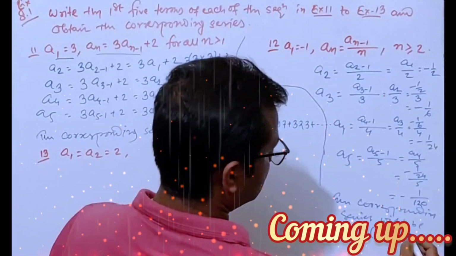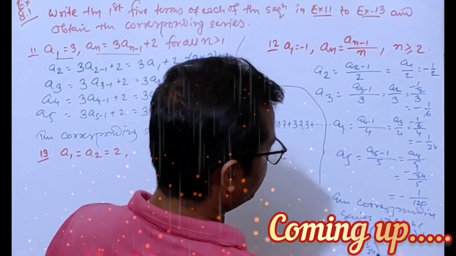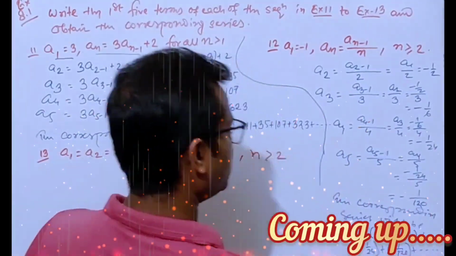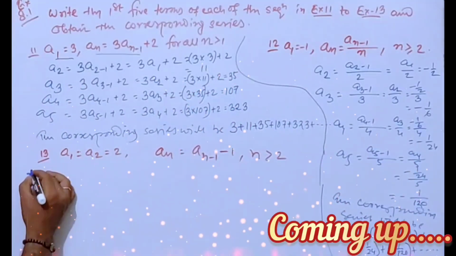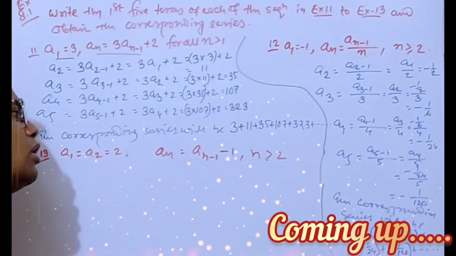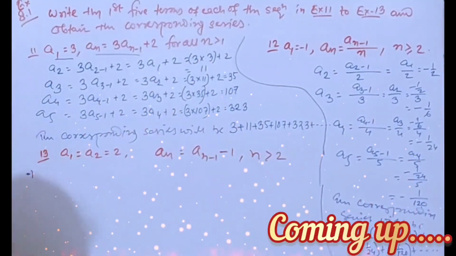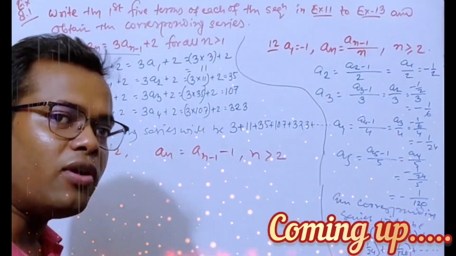1/2 plus minus 1/6 plus minus 1/24 plus minus 1/120 plus, up to infinity. Okay. And for this, here a1 is equal to a2 equal to 2, an is equal to a(n minus 1) minus 1, and n greater than 2. So here we will take the value of n after 2, that means from 3.